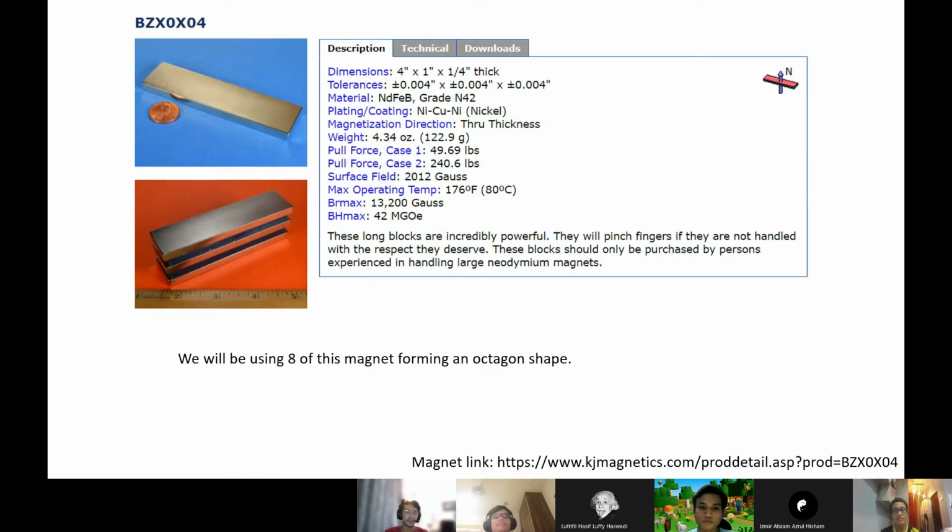As for our magnet, we chose bar magnets, 8 of these bars to form one octagon-shaped ring. Because of this long magnet, only one ring is possible, so we do not need multiple rings. The dimension of the magnet is 0.1016 meter times 0.0254 meter times 0.00635 meter thick. The BR max is 13,200 gauss, and that's all for the magnet.